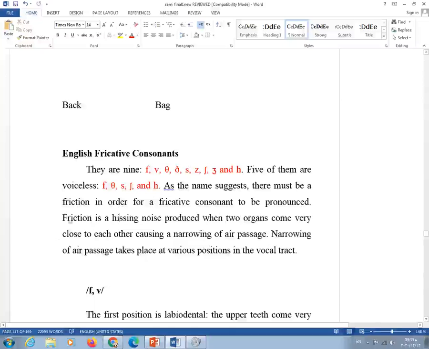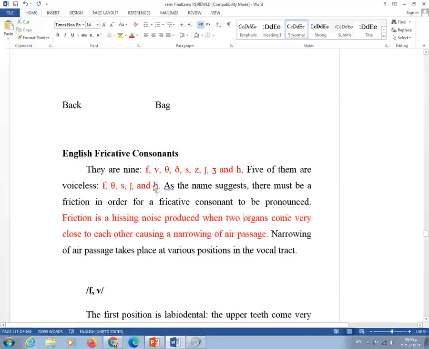والفريكشن بعرفه وبقول ان هو a hissing noise produced when two organs come very close to each other, causing a narrowing of air passage. So you must know what's meant by friction, and what causes friction, and without friction and without narrowing we cannot pronounce these fricative consonants.